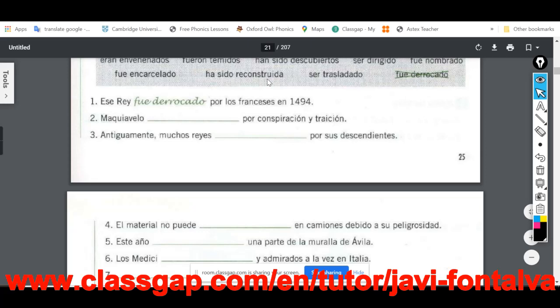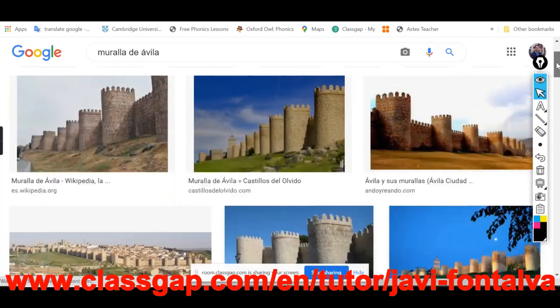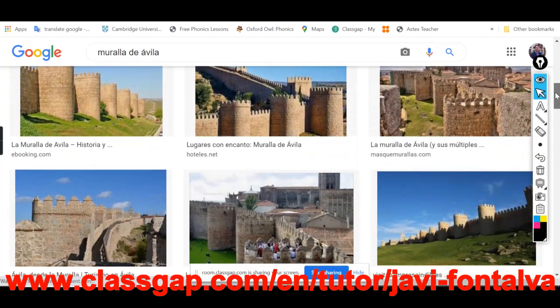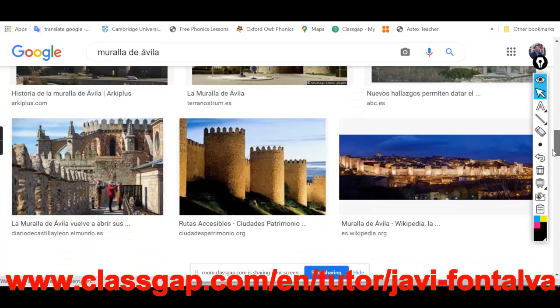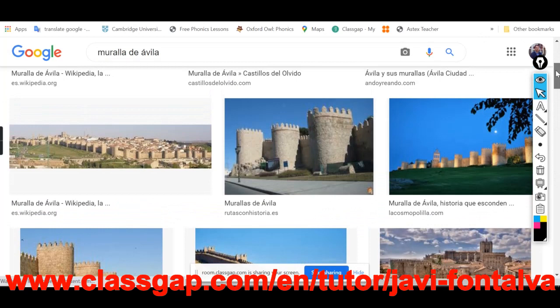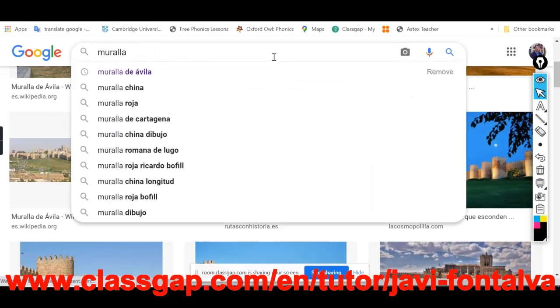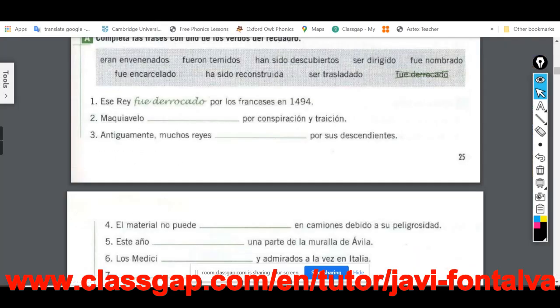So what does muralla mean? Muralla would be a city wall. Notice that translation can be confusing, because if you look at a muralla you're going to have a wall, but it's not any kind of wall. It's a city wall, like the one in Ávila. You wouldn't talk about a muralla when you talk about your house.